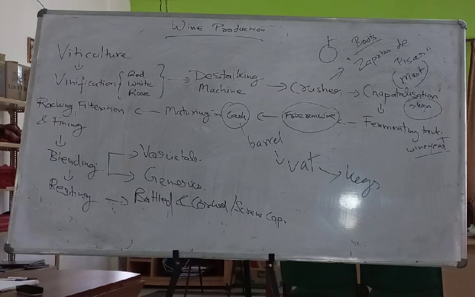Vinification, making of the wine. What wine can we make? We can make red wine, white wine, rose wine. These are the major wines which you are going to make based on the color of the grapes. Correct? But for any wine making of the grapes, we need to destock.